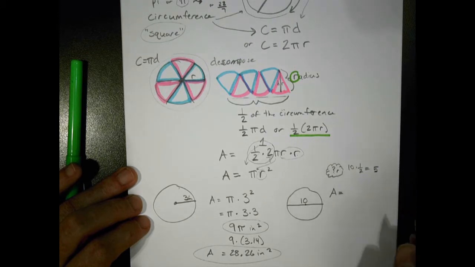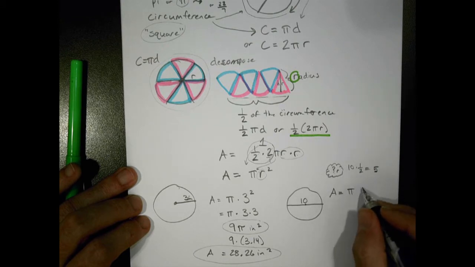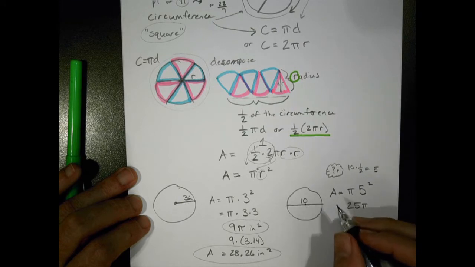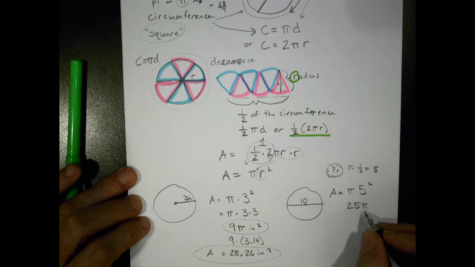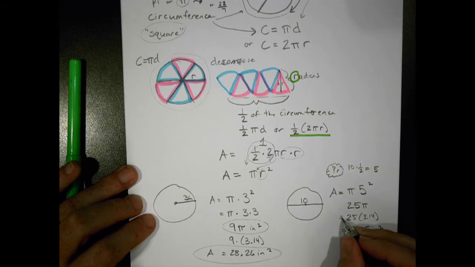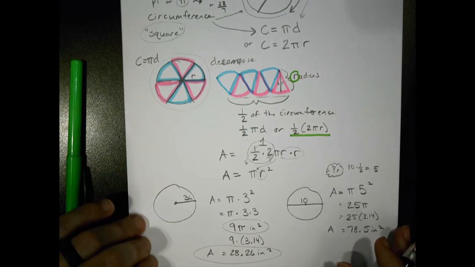So the area for this one would be pi times the radius squared. 5 times 5 is 25, so 25 pi. And again, if I had to multiply that out, I could do 25 times 3.14, which gives me 78.5 inches squared. And that becomes our area for that circle right there.